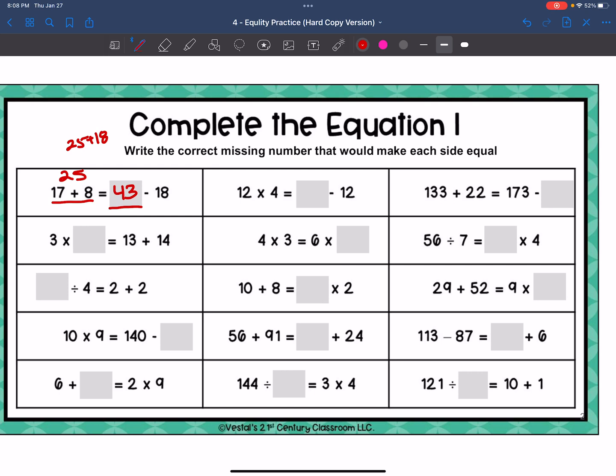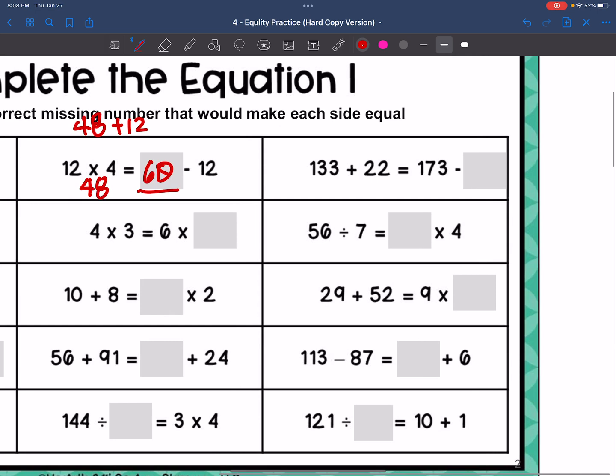Next up, we have 12 times 4, so that's 48. So some number minus 12 needs to also give us 48. Again, I might not know that off the top of my head, so instead, I'm going to take 48, what it should equal, and instead of subtracting that 12, I'm going to do the opposite. I'm going to add that 12. Well, that gives me 60. And I'm going to check. 60 minus 12 in my calculator definitely gives me 48.